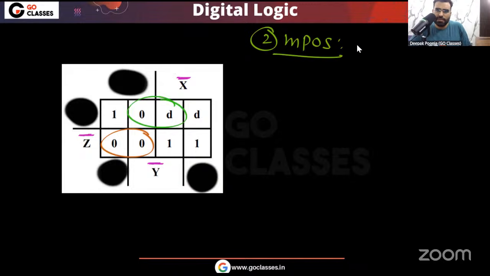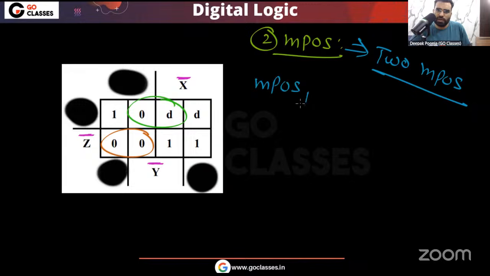Basically, we are getting two minimal POS expressions. Okay, what are the two minimal POS expressions you can see? Let's see minimal POS 1. The minimal POS 1 expression here, let's write the sum term for these cubes covering zero cells.